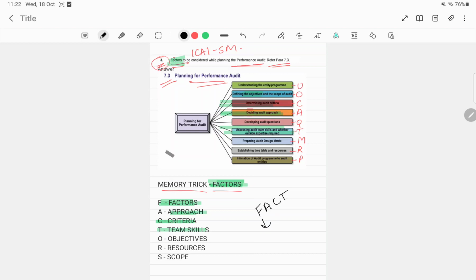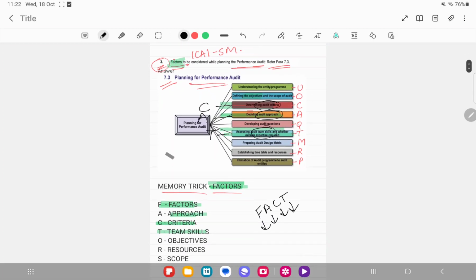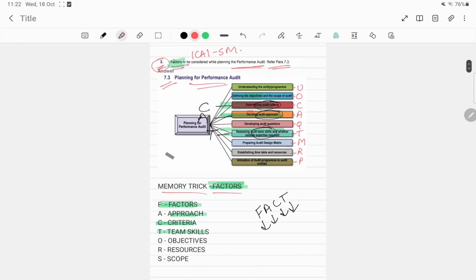From F you can remember factors, from A you can remember determining audit approach, from C you can remember audit criteria, and from T you can remember team skills. See here also: audit criteria, audit approach, team skills. So audit criteria, audit approach and team skills. Now moving on to the next point, from O there is objectives. So deciding the audit objectives.